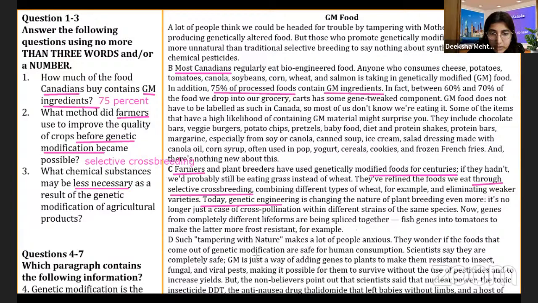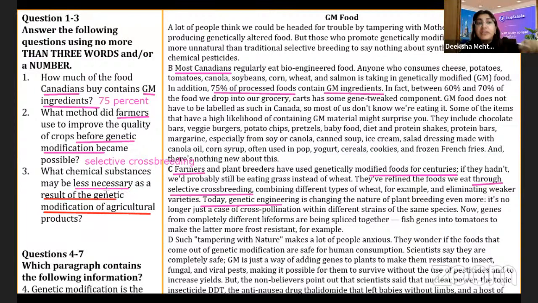So here it says, as a result of the genetic modification of agricultural products, right? So that means after genetic modification, what chemical substance will be not needed, less necessary, means not needed, right?